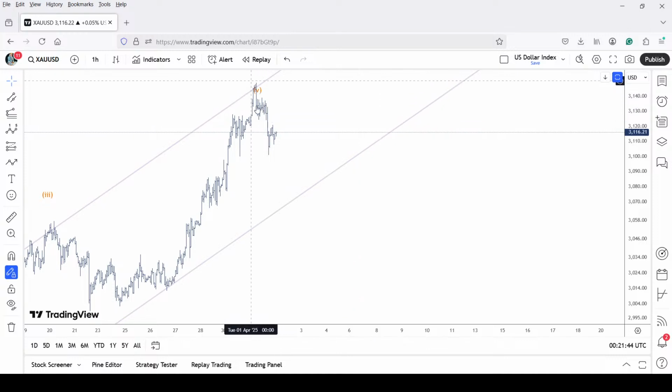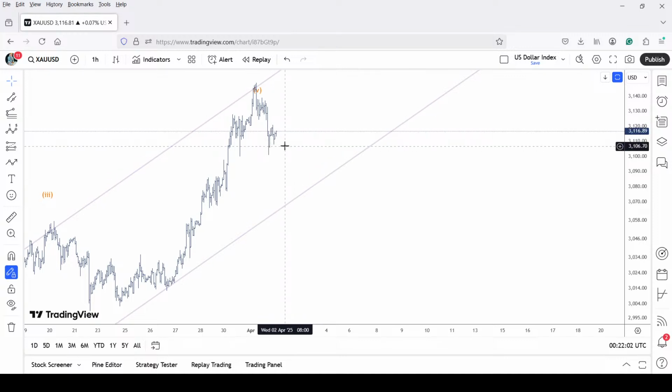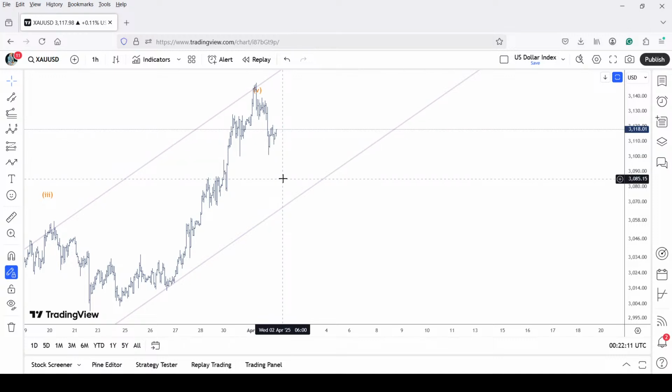We can see wave 1 or A, wave 2 or B, and wave 3 or C being carved out right now as we speak. So if we have 5 waves lower, maybe in the next 24 to 48 hours, if gold prints 5 waves lower, then it is kind of confirming that the upside is complete and the downside has begun.